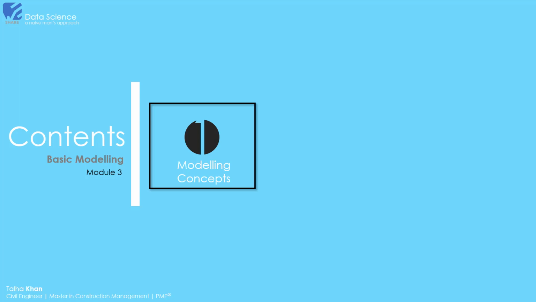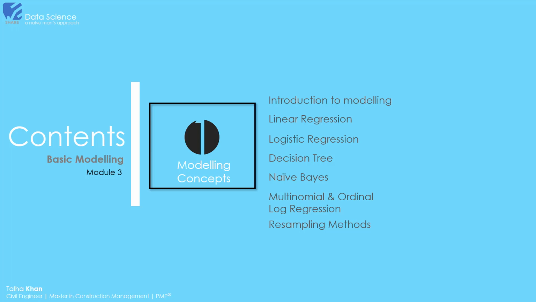Now as you can see, we have only one section in this module, that is modeling concepts. And it is divided into 7 different topics. We will start with a brief introduction to modeling. Then we will learn linear regression. After that we will learn logistic regression. These 2 algorithms are very commonly used. After that we have decision tree. Then we have naive Bayes algorithm. Then we have multinomial and ordinal log regression. And finally, we will cover resampling methods. So that is how this module will look like. We will first cover the theoretical concepts on each of these methods, and then we will do assignments in R to reinforce these learnings.